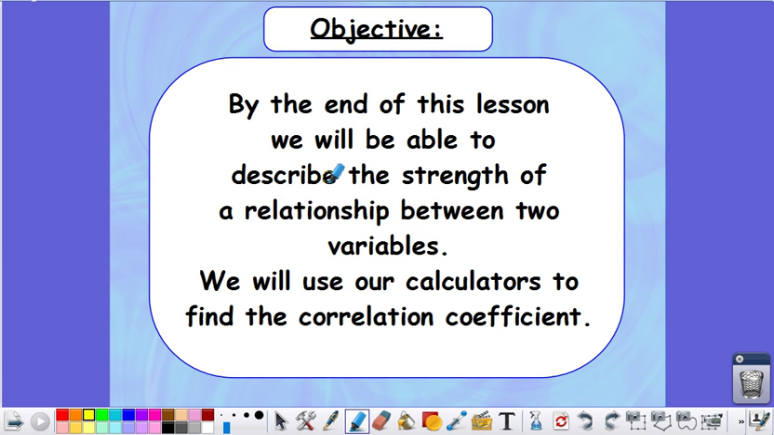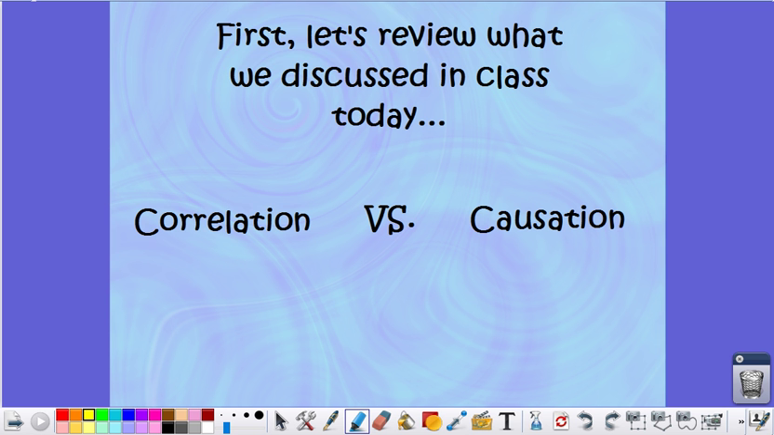By the end of this lesson, we'll be able to describe the strength of a relationship between two variables. We will use our calculator to find something called the correlation coefficient. First, let's review a little bit of what we discussed today in class.